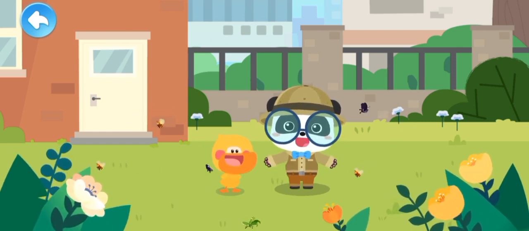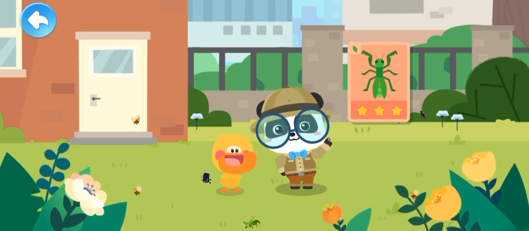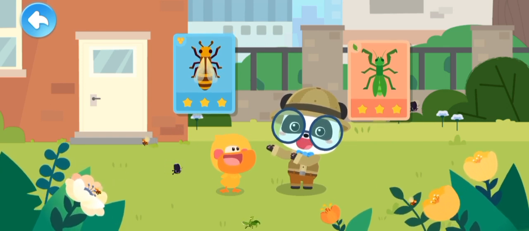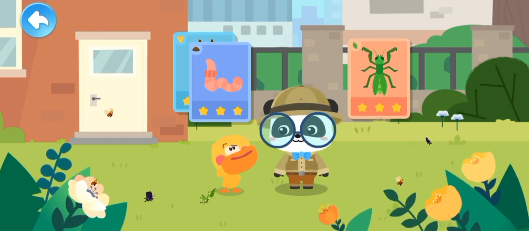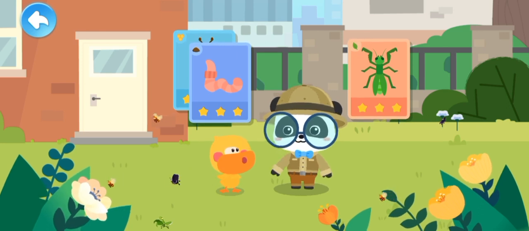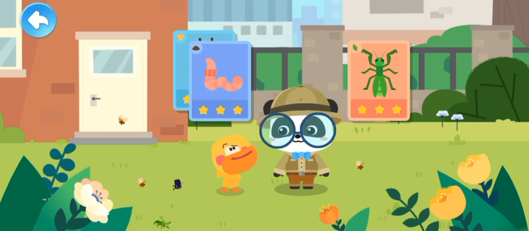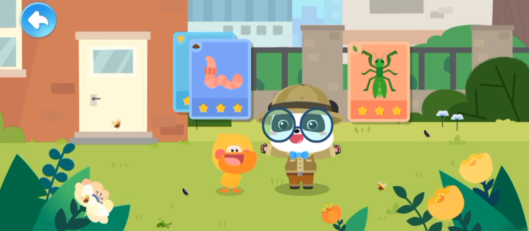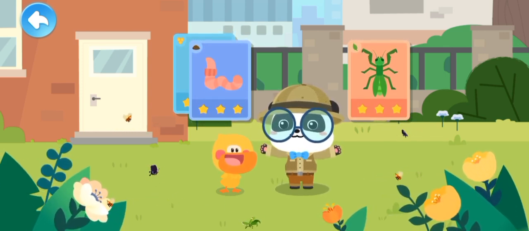Let's learn about them. This is a mantis. A mantis is an insect. This is a bee. A bee is also an insect. This is an earthworm. Are earthworms also insects? That's not correct. An earthworm is not an insect. Oh, why are some tiny animals insects and some not? Kids, do you know what an insect is? Let's check it out.